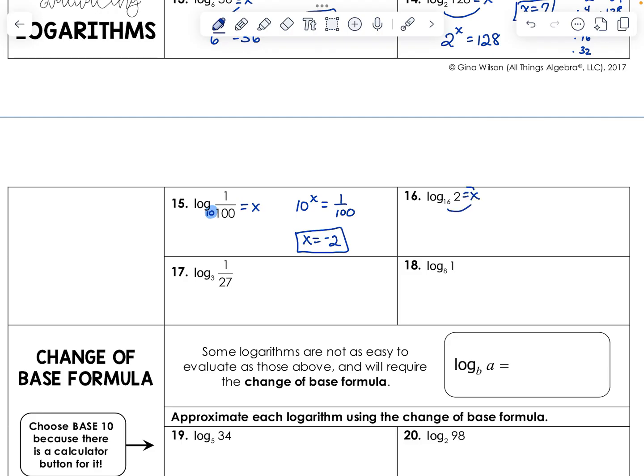Again, set this equal to x. 16 to some power is going to give me 2. If I think of it like this, 16 to some power gives me 4. The square root of 16 is 4, and since I'm doing exponents, x would equal 1/2. So the fourth root of 16 is going to be 2. So x is going to equal 1/4.